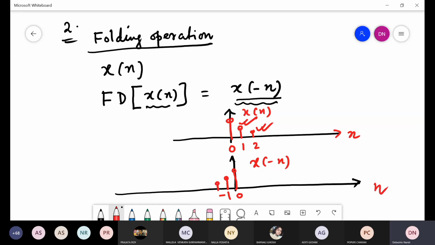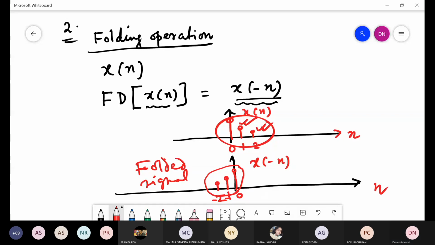So this signal is now x of minus n. Now you see this particular signal is the mirror image of this signal with respect to the vertical axis. This is minus 2, and this is minus 1. Sometimes it is called a folded signal. So this is folding operation. Clear?